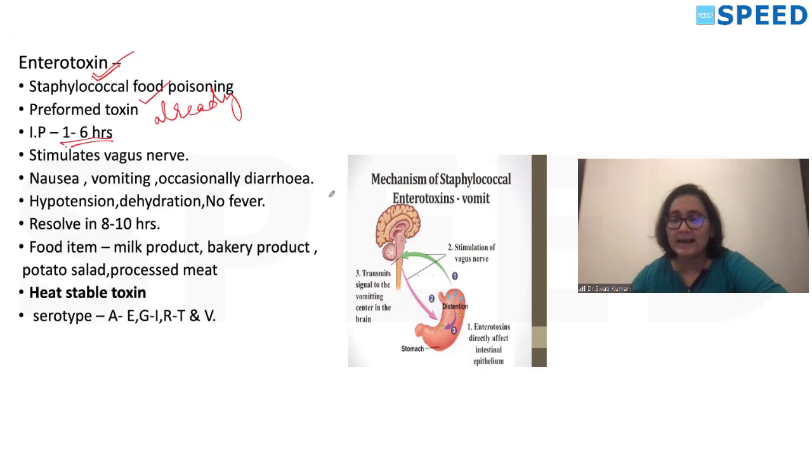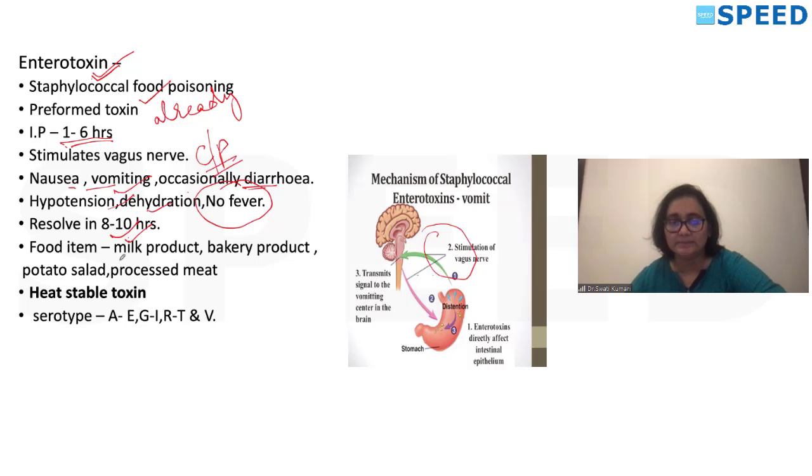And how does this toxin act? They stimulate the vagus nerve, which is responsible for your nausea and vomiting. Occasionally it can lead to diarrhea, hypotension, dehydration. No fever will be present in this. So nausea and vomiting will be the main clinical presentation of the patient. It is self-resolving in 8 to 10 hours.